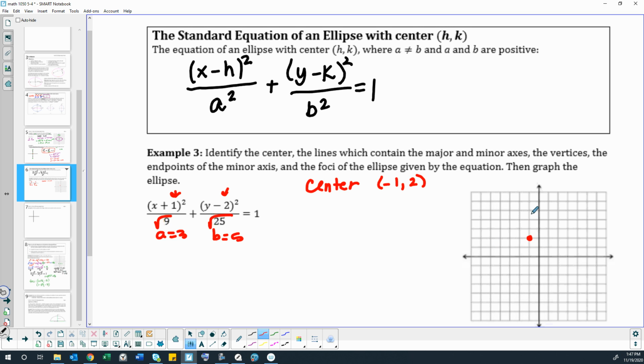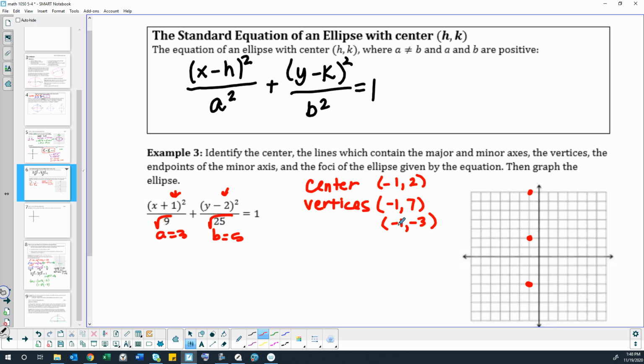B is 5, so I'm going to count 1, 2, 3, 4, 5 here, 1, 2, 3, 4, 5 here. So those numbers are affecting the y value of the center, which means for the vertices, all I have to do is take the center value, and it stays at -1, but then we go 2 plus 5 for the 7, and then -1 and 2 minus 5 for the -3, and that's where those points were when I counted 5. Okay, next I'm just going to do the endpoints of the minor axis.